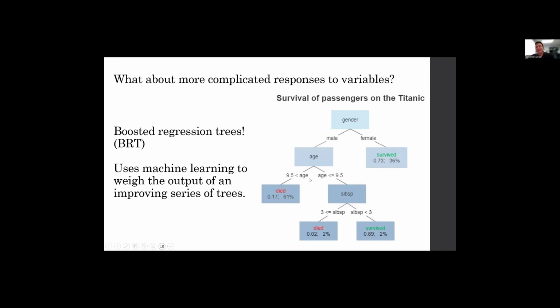And this is just an example of if you survived the Titanic or not, based on your gender, your age, how many family members you have. So incorporating a lot of different variables in a lot of different ways, and then iterating through lots of trees in order to find what is actually important.